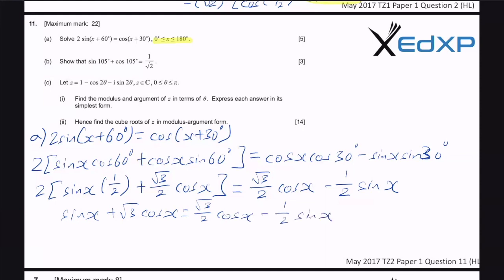Simplifying, I have 3 over 2 sin x equals to root 3 over 2 minus root 3, so that will be minus root 3 over 2 cos x. So this is all trigonometry so far. I can cancel out the 2's. And I can make tangent. So tan x is equal to minus root 3 over 3, which is actually minus 1 over root 3. So this is a special angle to solve for trigonometry.